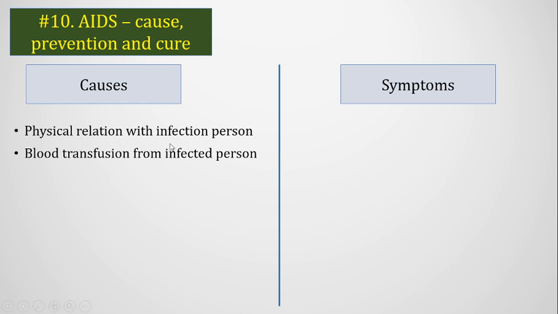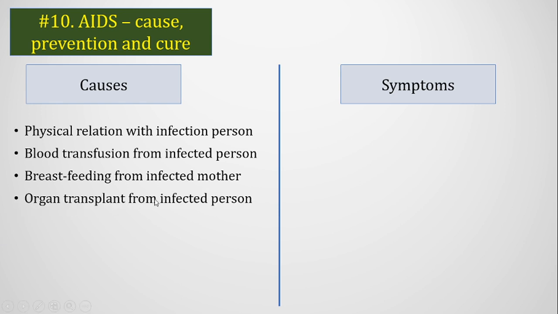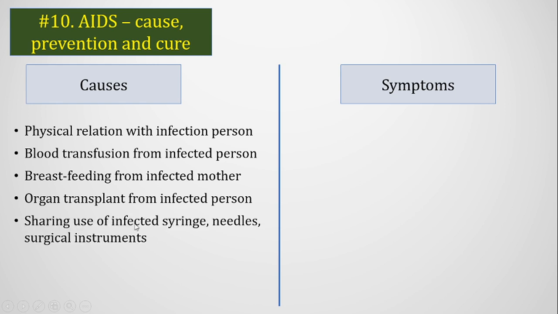So if blood is transfused from an infected person, that will also cause HIV in a healthy person. And breastfeeding by an infected mother will also cause HIV in the healthy child. And if there is an organ transplant from an infected person, or sharing and use of infected syringes or needles or surgical instruments, even in a hair cutting salon, if there is multiple use of an infected instrument, and if there is a small prick or small incision or cut on the body of a healthy person, then by this small cut or prick, the virus can enter into the body of the healthy person.